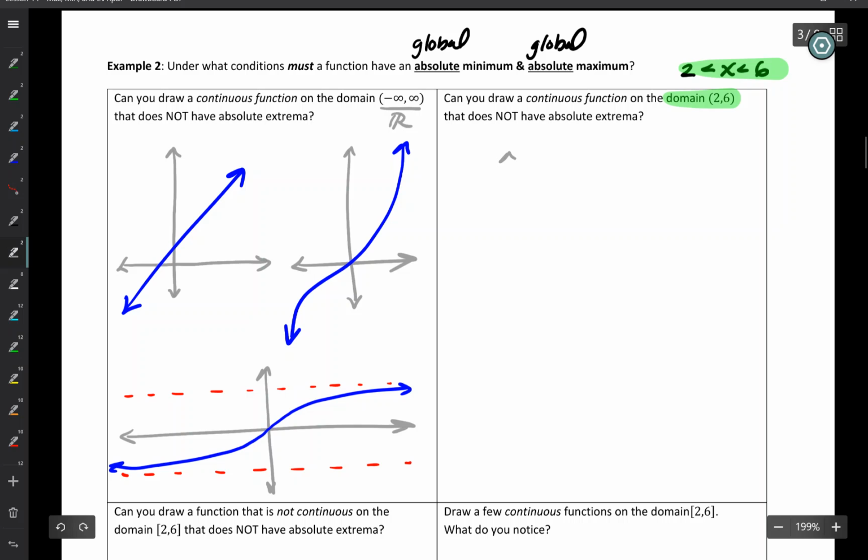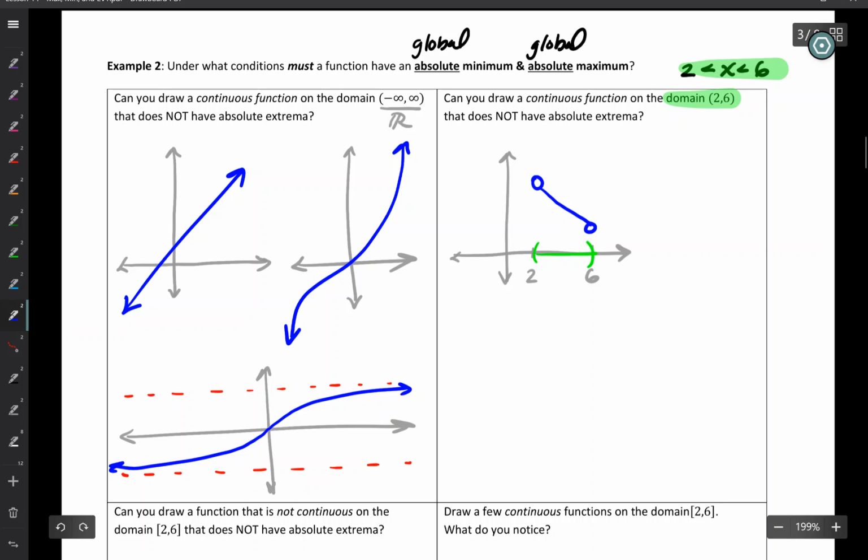Okay, so I'm assuming you've given a few things a try. We're going to have 2 and 6 on there. The function's domain is only x values that are strictly between 2 and 6, right? So not including the endpoints. So I can't send 2 somewhere and I can't send 6 somewhere. Maybe you did something like this.